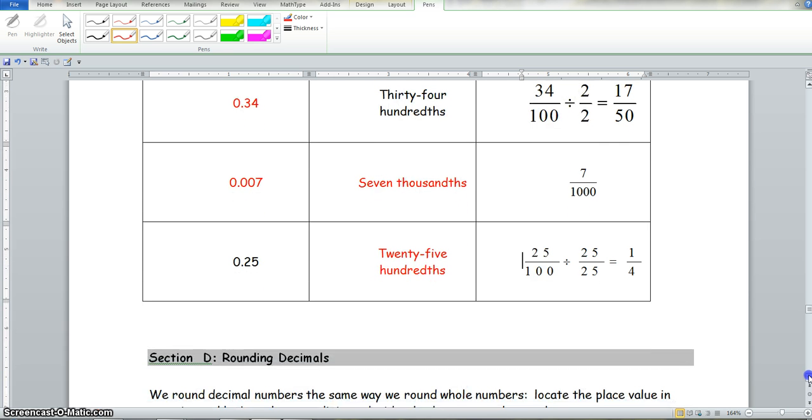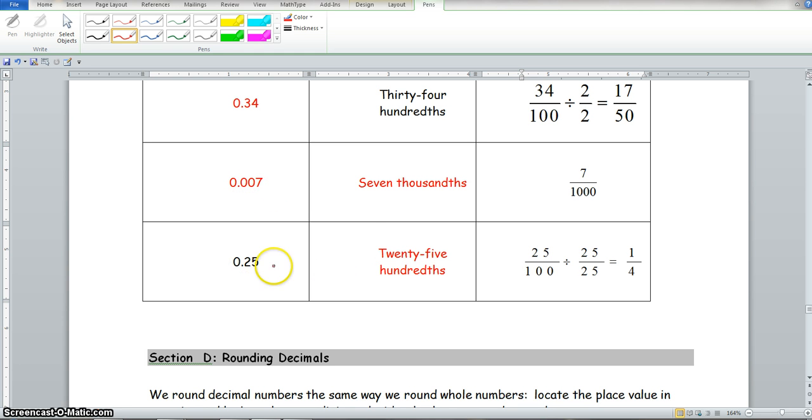Now we go down here, we have our fraction, which is 7 over 1,000. Now this is 7 thousandths with a THS. And then written as a decimal, we need this 7 in the thousandths place. So we go tenths, hundredths, thousandths, and the 7 is in the thousandths place, 0.007.